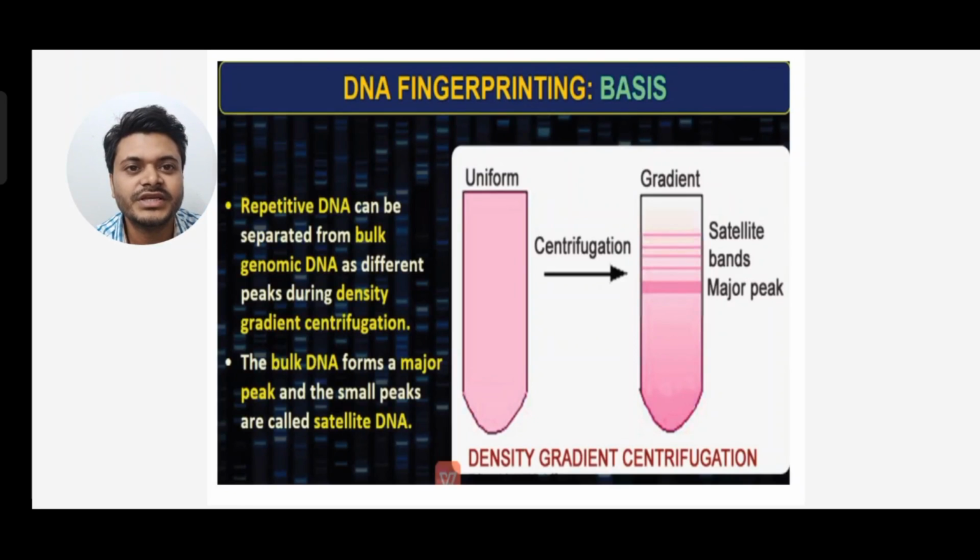Now, repetitive DNA can be separated from bulk genomic DNA as different peaks during density gradient centrifugation. The bulk DNA forms a major peak, and the small peaks are called satellite DNA. You can see the density gradient centrifugation here.